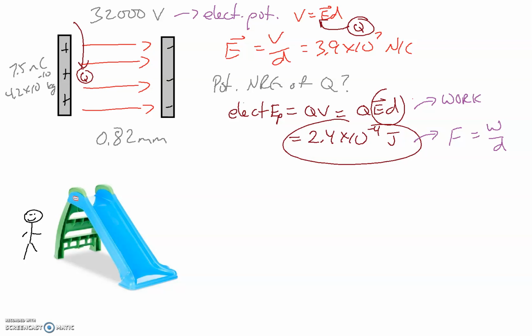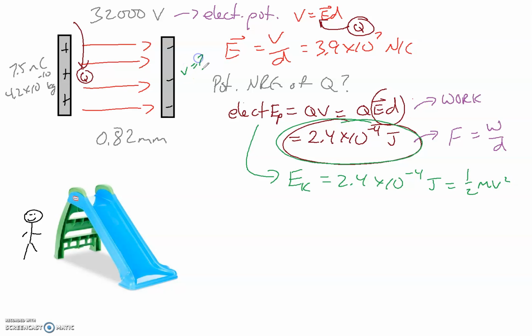And of course, the other thing that happens is this electric potential energy changes into kinetic energy. So that 2.4 to the -4, that was the potential energy. That is also the work done. That's also the kinetic energy. It's all the same type of stuff you guys have done before. So we can use that 2.4 times 10 to the -4 joules and make that equal to 1/2 mv squared. And we could find out how fast it's going when it hits the opposite plate.